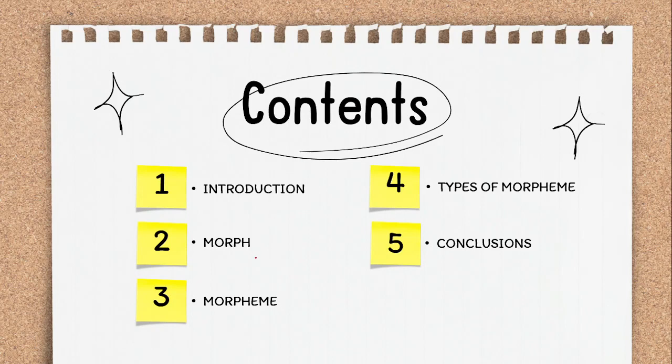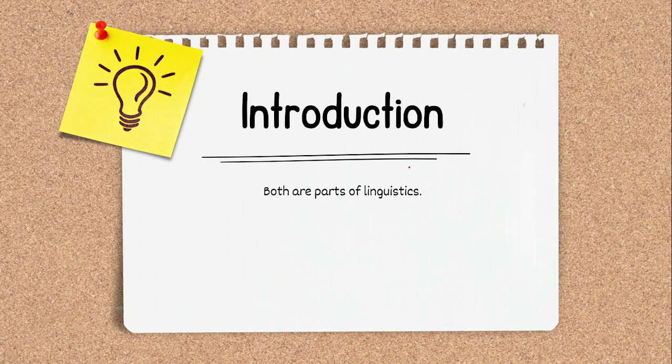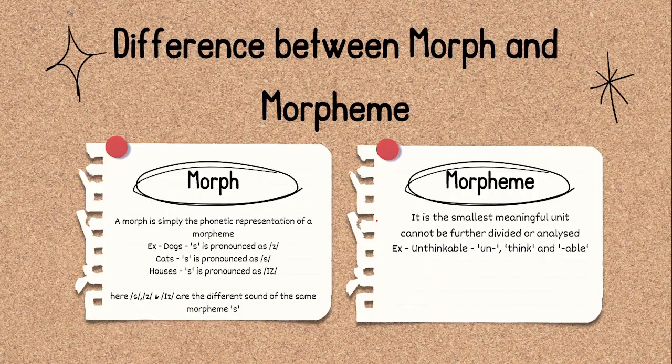We are going to learn about morph and morpheme and how these make up the linguistic study, or what we say, the language. So we know that morph as well as morphemes are both part of linguistics, correct? And how are they different from each other?